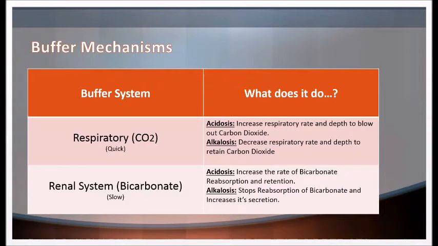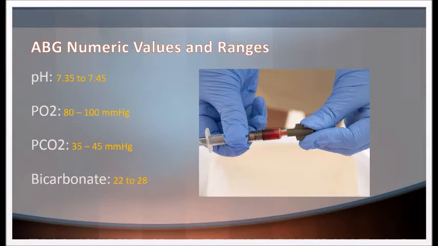So what does the respiratory system do? In an acidotic state, as in here, right? When the patient's acidotic, the respiratory system will increase the rate and the depth to blow out the carbon dioxide. When the body's in an alkalotic state, the respiratory system will decrease the respiratory rate and depth to retain carbon dioxide, right? From the renal system, if they're in acidosis, then the kidneys will try to increase the rate of bicarbonate reabsorption and retention, right? As we explained from the previous slide. And if the body is in an alkalotic state, then the kidneys stop the reabsorption of bicarbonate and increase its secretion to try to balance the imbalance.